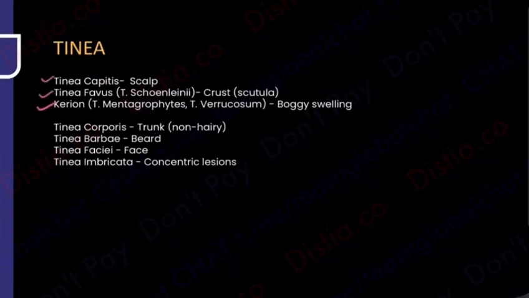Now let's come to the face and the body. Let's go by common sense. If I say there is a tinea involving the face, what tinea will you call it? Tinea faciei will obviously involve the face. If I say someone's beard is getting affected, so Tinea barbae. Tinea barbae is what is going to be beard involvement. If I say there is a trunk involvement, what is the meaning of the word corporis? Corporis means trunk. And if I say imbricata, imbric, concentric. So if I see concentric lesions, it is Tinea imbricata.